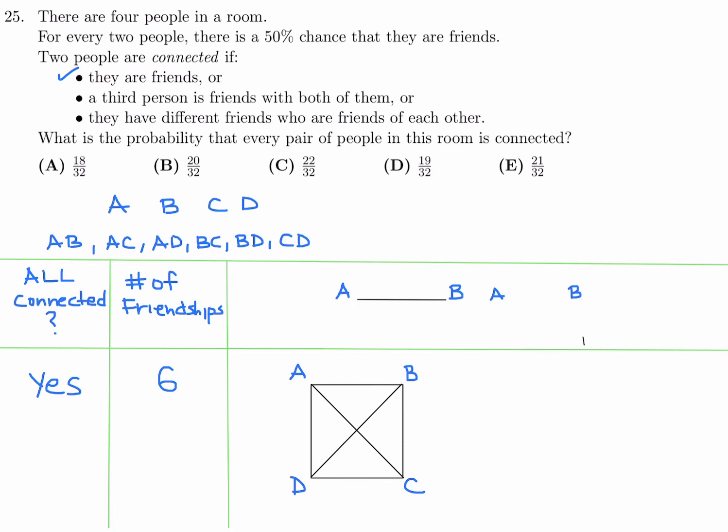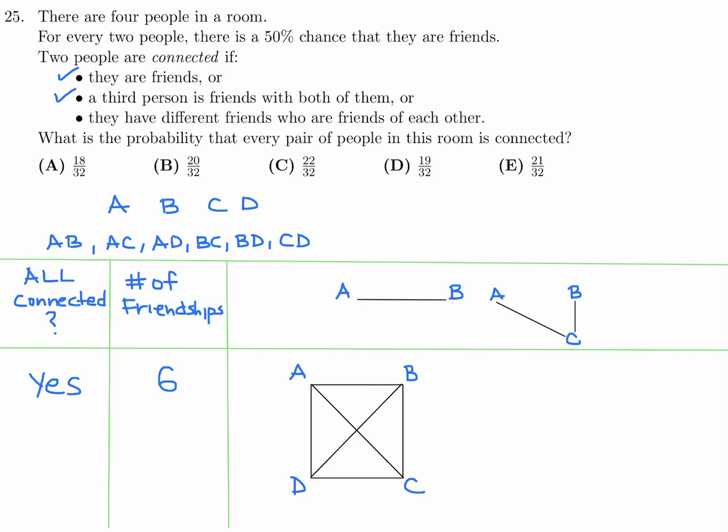So let's say it's C. So there will be a line from B to C and A to C. That is what this is describing, the second one. A third person is friends with both of them. C is friends with A, is friends with B. But B and A are not friends with each other. But it doesn't matter for our connection purposes. This still qualifies as connection. It is in the definition here of being connected.